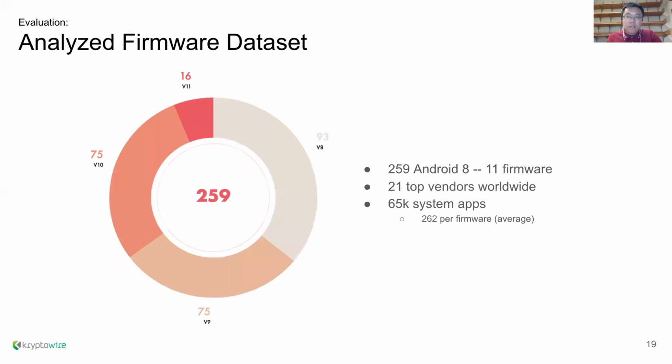We performed a large-scale study on 259 stock Android firmware images from Android 8 to 11, covering 21 top vendors worldwide. These images contained a total of 65,000 system apps, with an average of 262 per firmware.